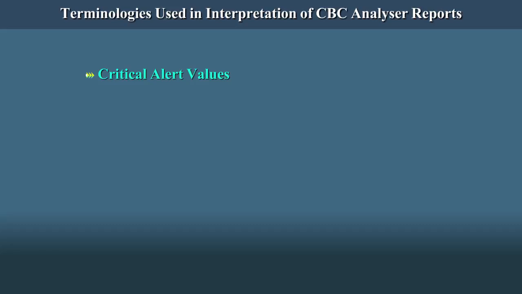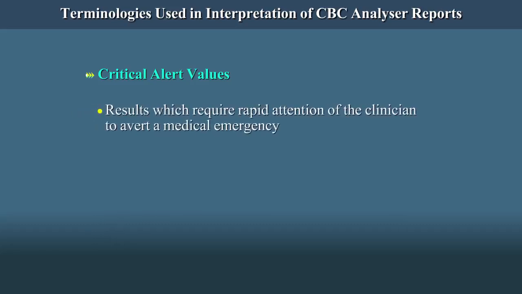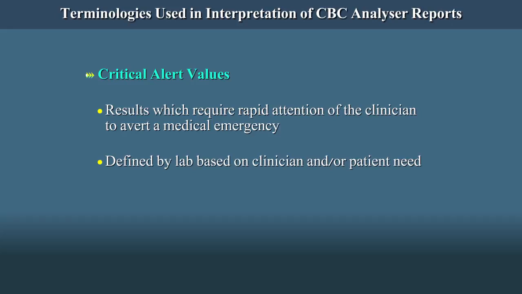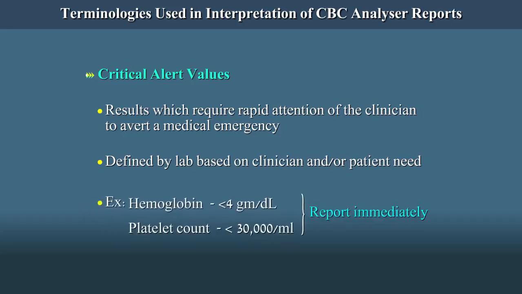Critical alert values. Critical alert values are the results which require rapid attention of the clinician to avert a medical emergency. These values are defined by lab based on clinician and/or patient need. Example, a hemoglobin value of less than 4 gram per deciliter or a platelet count of less than 30,000 per ml should be reported immediately either to the treating clinician or the patient as per the laboratory policy. Tietz textbook of biochemistry has a good database on critical alerts.